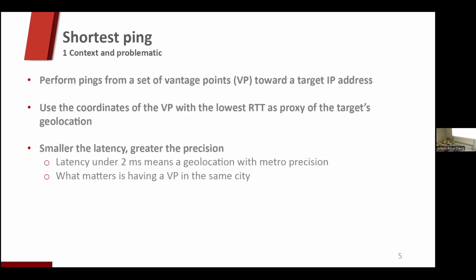So first of all, what are we talking about in terms of geolocation? It's very simple. We have a bunch of vantage points from which we can make pings towards an IP address we want to geolocate. And then we use the coordinates of the vantage point with the lowest latency as a proxy of the coordinates of the target. It's called shortest ping, and it's the most precise geolocation technique we have. So of course, the smaller the latency, the greater the precision. And in practice, we consider 2 millisecond latency as metropolitan or city level precision.